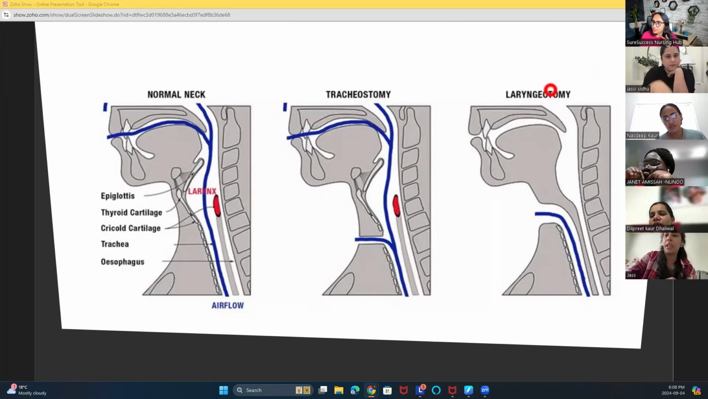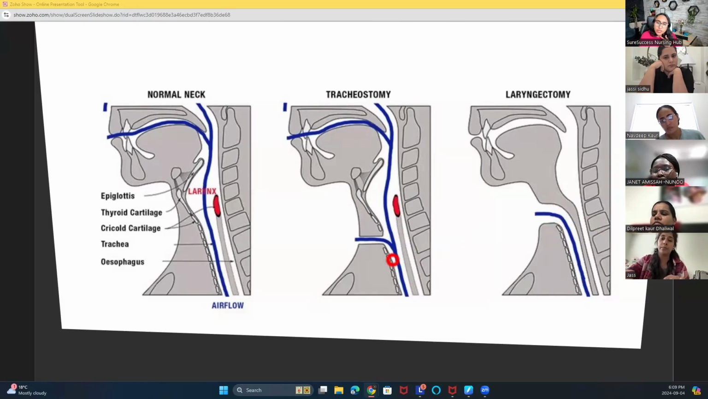Removal of larynx. But what happens is, when we remove this part of your body, we will attach it with your neck. This part will be attached with your neck. Can you see that?